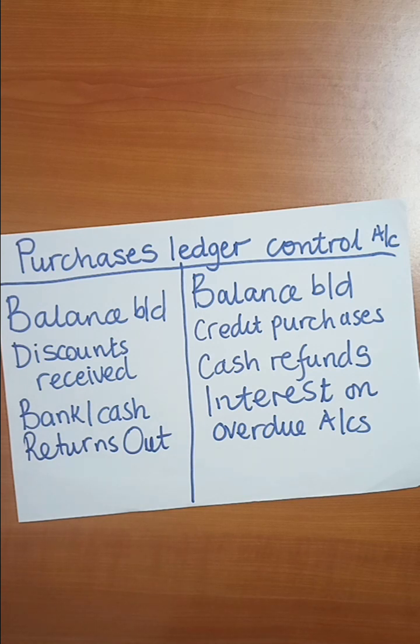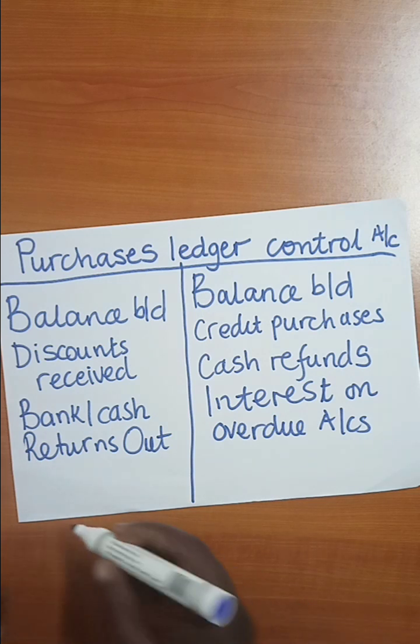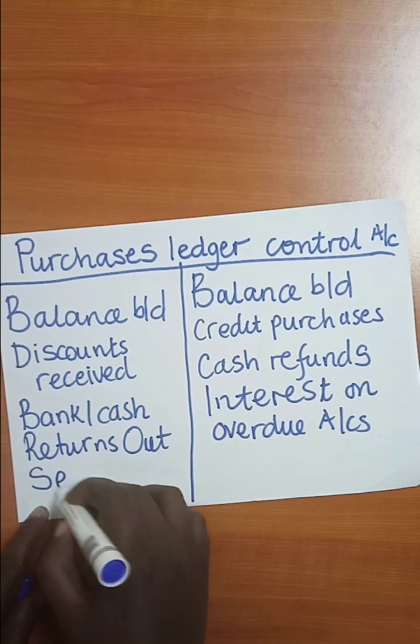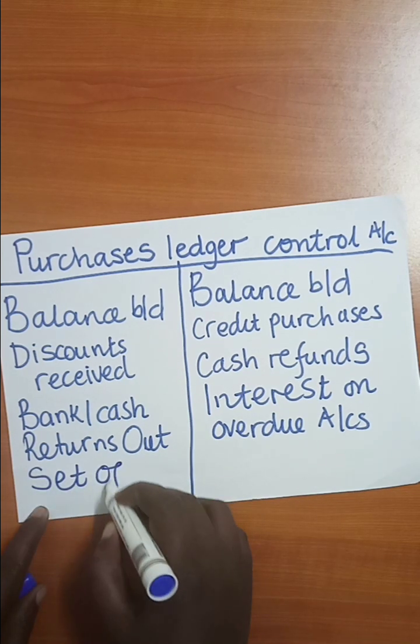Then we also have a set off. And remember, in our previous video, we said a set off is a settlement between two firms. So that set off should be recorded on the debit side. And remember that the smaller amount between the two figures is the one that is supposed to be recorded. So we record it here, set off.